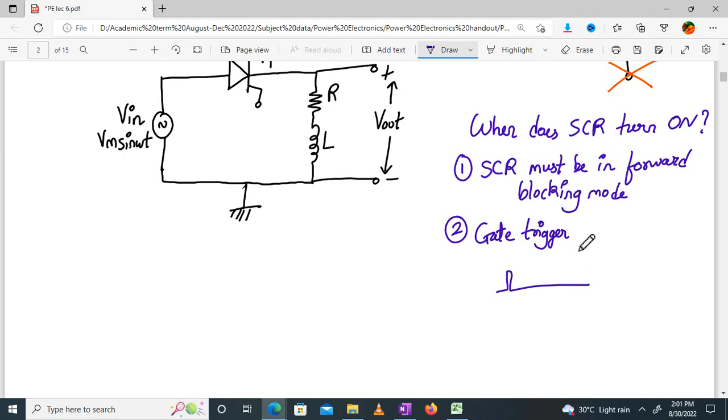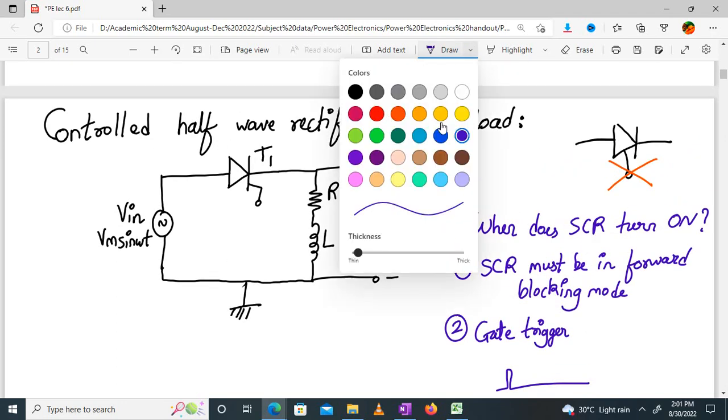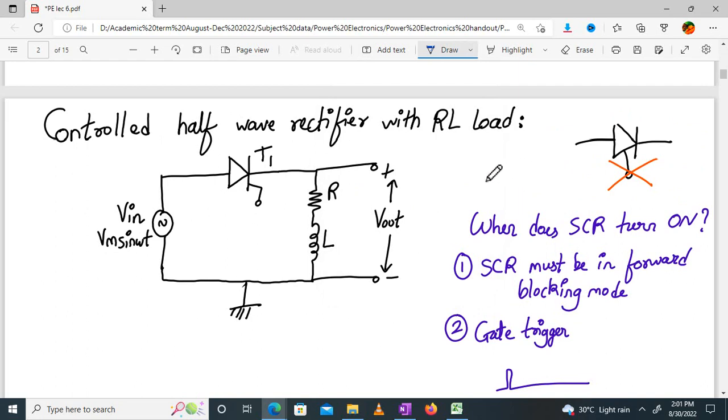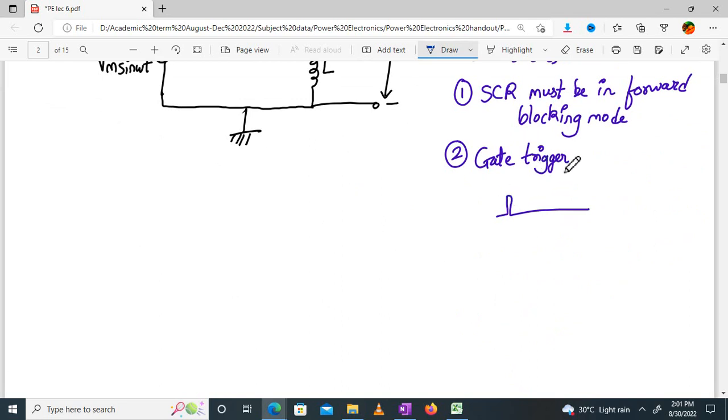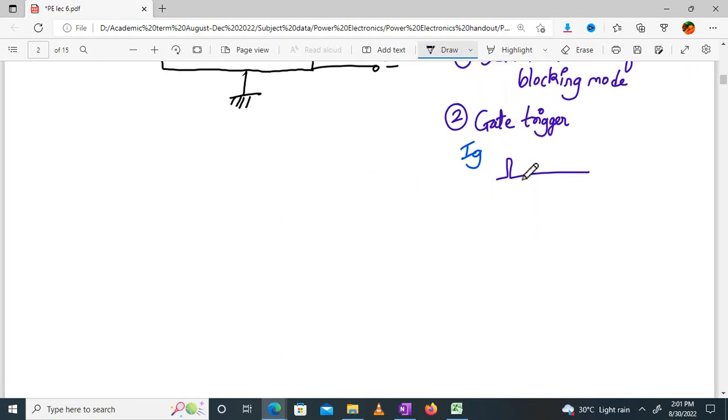Now some people in the exam have drawn the pulse equal to the half cycle like this. You don't need such a thick pulse. It will be wrong. You require a short impulse like this. So this you apply at the gate. This is called IG. Now let me also quickly discuss all the operating regions, I mean the 3 modes of operation of SCR.